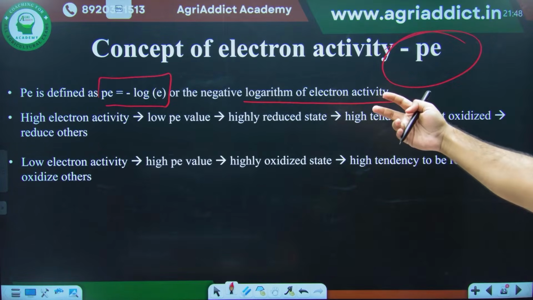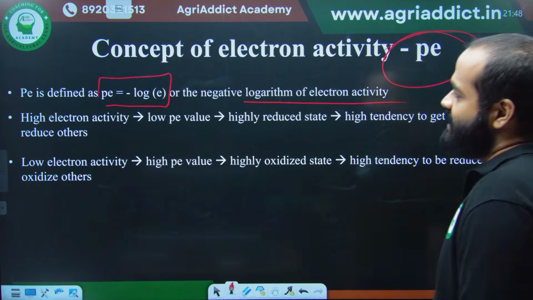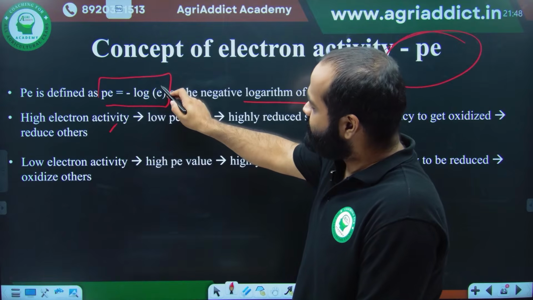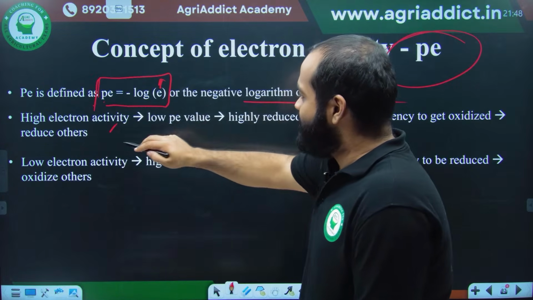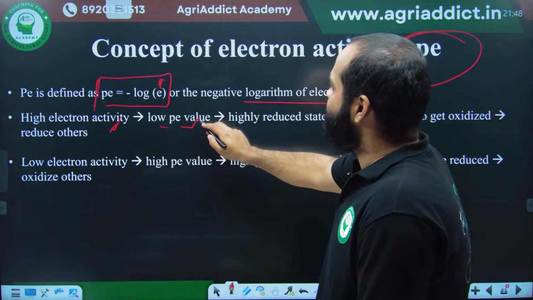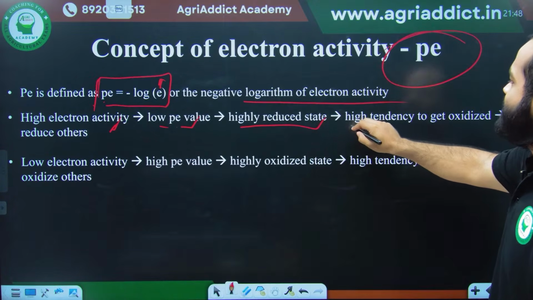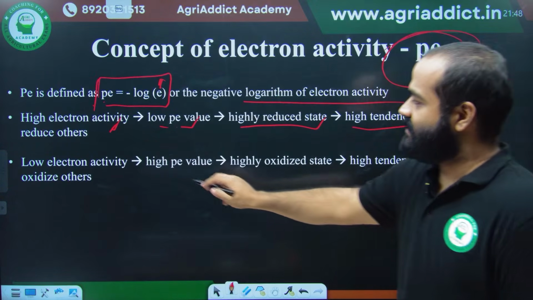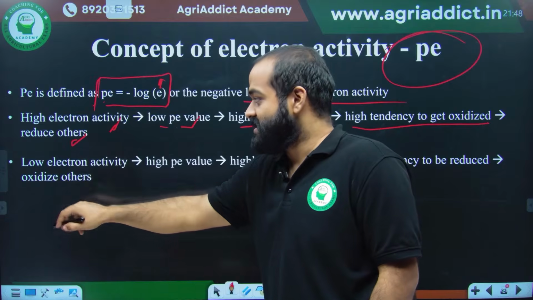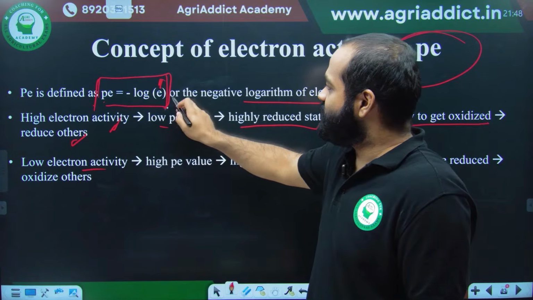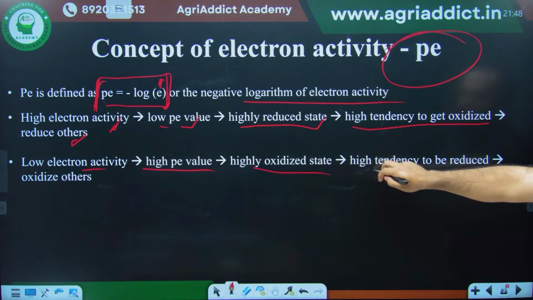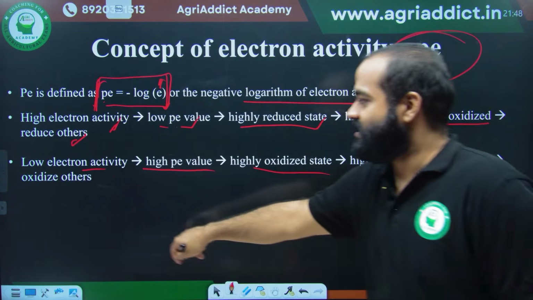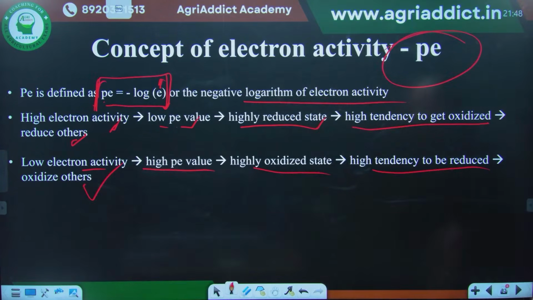Now this is explained fully in the flow chart. High electron activity means PE is very low. So high electron activity means very low PE value, means highly reduced state, high tendency to get oxidized and reduce others. Clear? Low electron activity means high PE value, highly oxidized state, high tendency to be reduced and oxidize others, right?